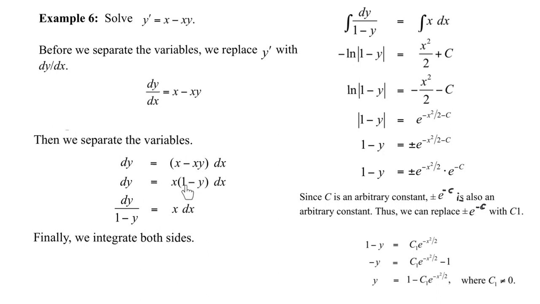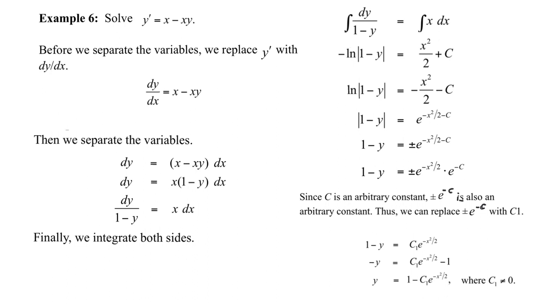But we don't want the term which has y on this side, right? This side we should have only x, so divide by 1 minus y. So dividing by 1 minus y, you will get 1 over 1 minus y dy. On the other side you have only x dx. So we already separated the variables here. Now we can integrate both sides.